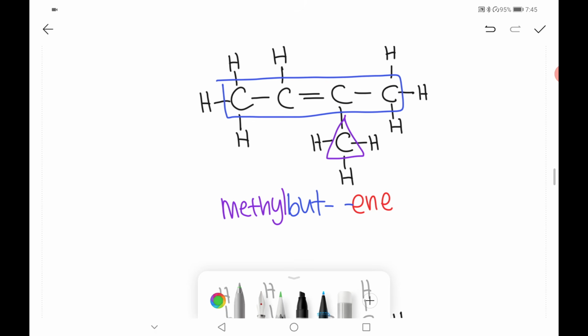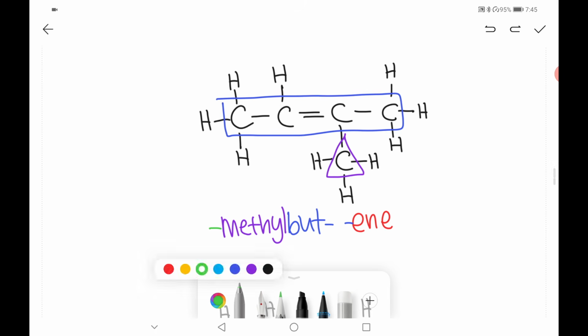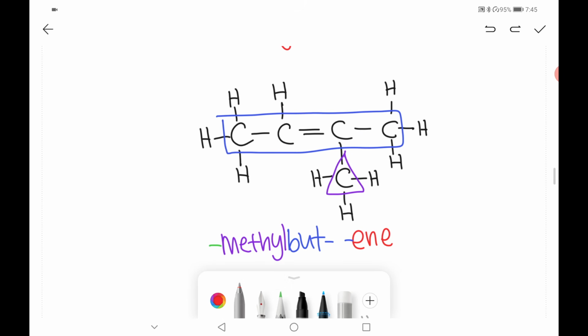The next thing is we must be able to give the position number to the branch. When we have one branch, we need to put a number in front here. So here we put a dash, and here later we put a number. So we have two numbers to put here: a number for the branch and a number for the double bond. Same thing, we will count from the left hand side first. If you count from the left hand side, this is carbon number 1, this is carbon number 2 and 3. Now you can see the double bond is between the second and the third carbon.